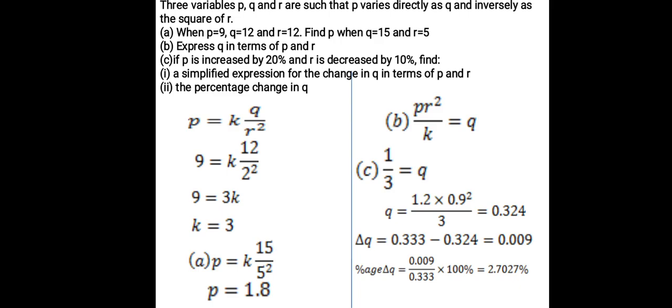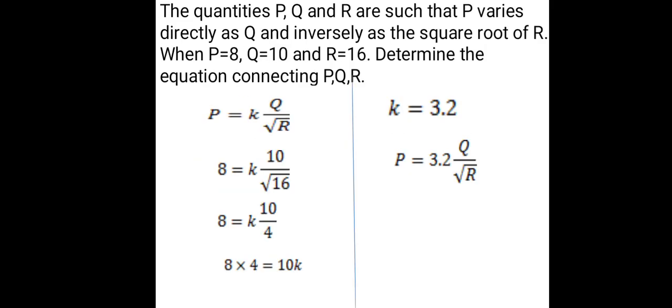The quantities P, Q, and R are such that P varies directly as Q and inversely as the square root of R. When P is equal to 8, Q is equal to 10, and R is equal to 16. Determine the equation connecting P, Q, R. The equation is P is equal to 3.2 multiplied by Q all over the square root of R.